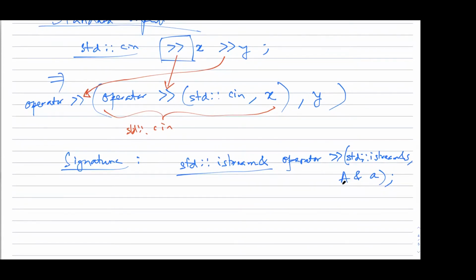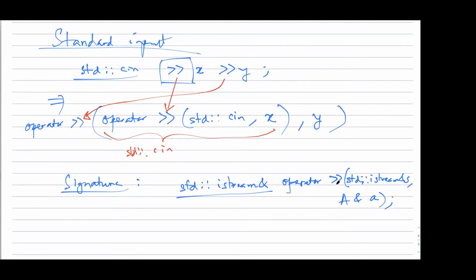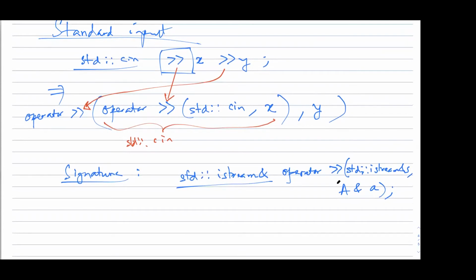I'm kind of confused about the bigger picture of where all of this fits in for the operator overloading.